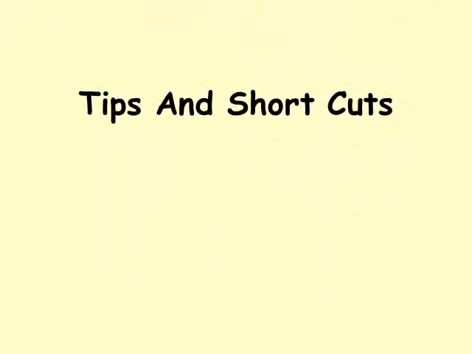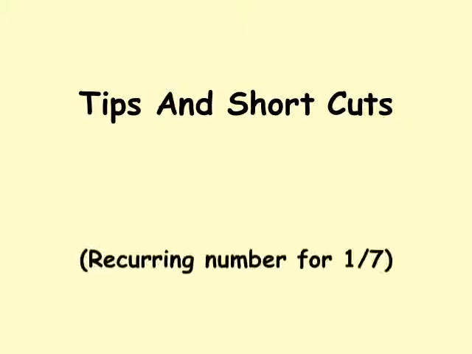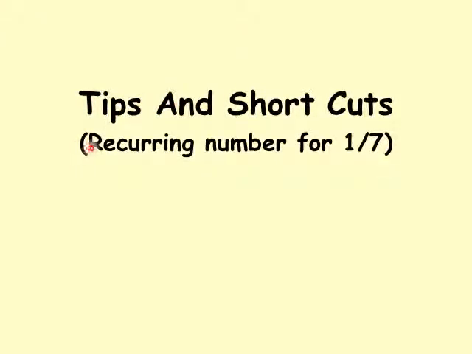Okay, let's continue here. Here's a video on tips and shortcuts. In this video, we will discuss recurring numbers for 1 over 7. We will discuss two ways to compute recurring numbers. One is by division, and there are two divisions, direct and indirect. We discuss them both, and also compute 1 over 7 using construction methods.